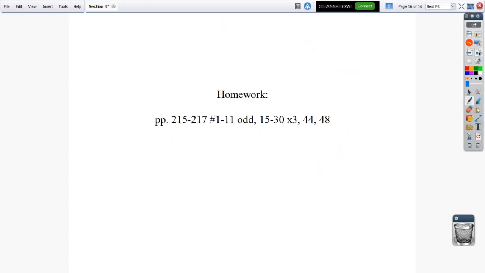All right, that is the entire section. So hey, that was hopefully painless.